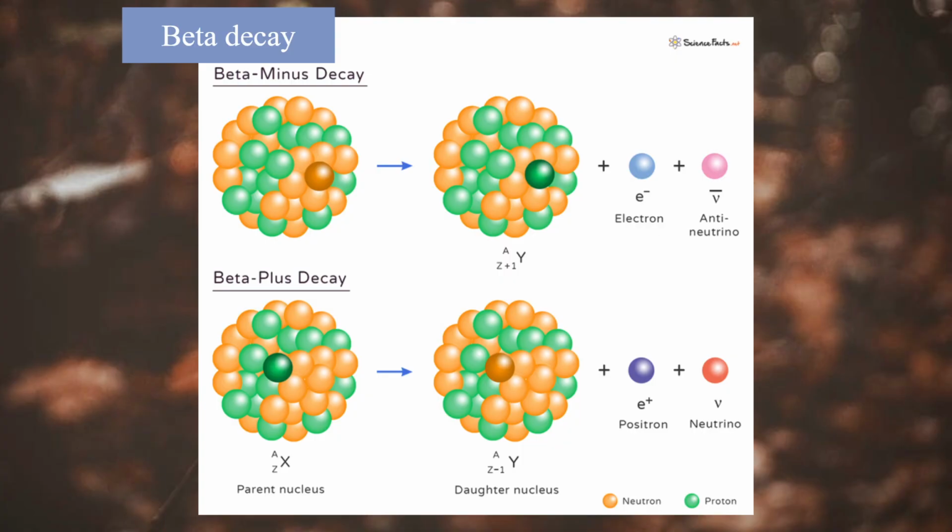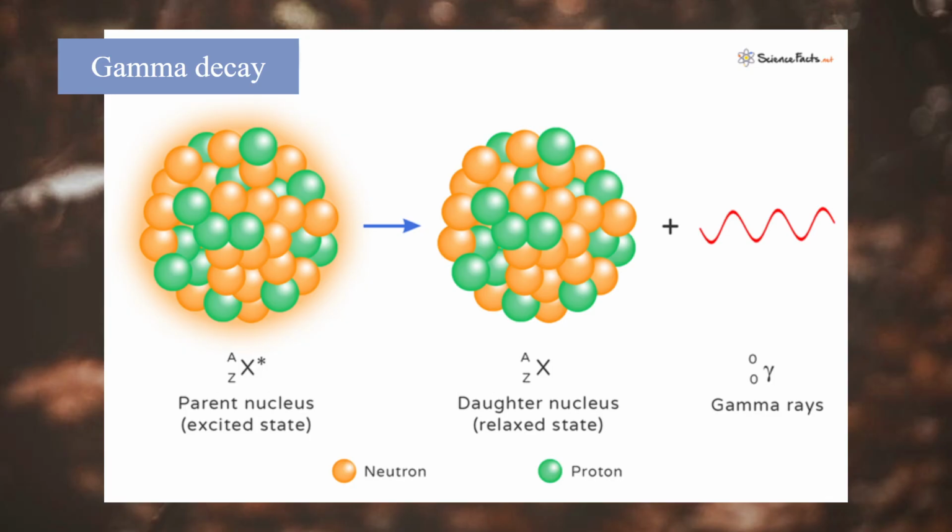Lastly, we have gamma decay, which is basically the emission of very high energy in order to stabilize the unstable nucleus. Unlike the other types of decay, it does not involve a change in the atomic number, and it just goes from an excited state to a ground state, which is the lowest allowed energy state of an atom or molecule.